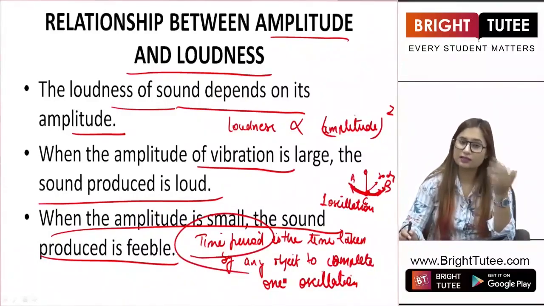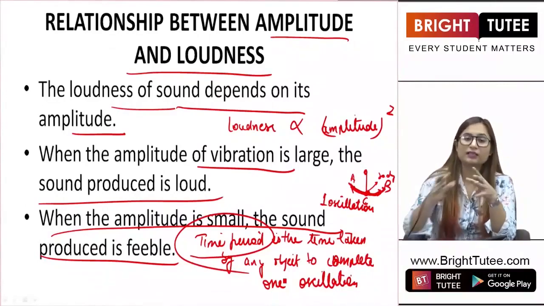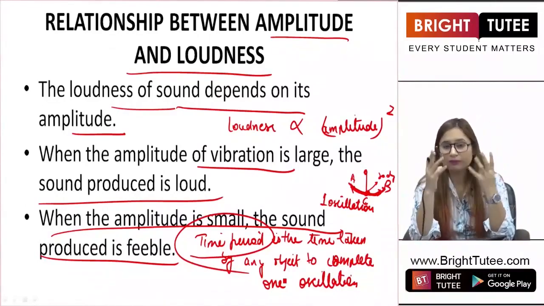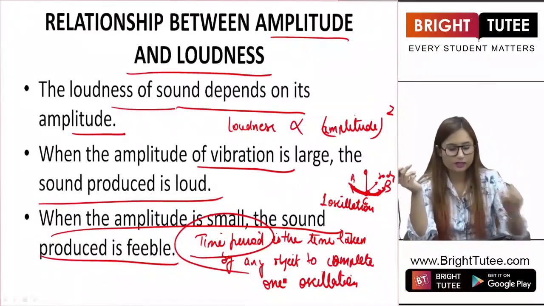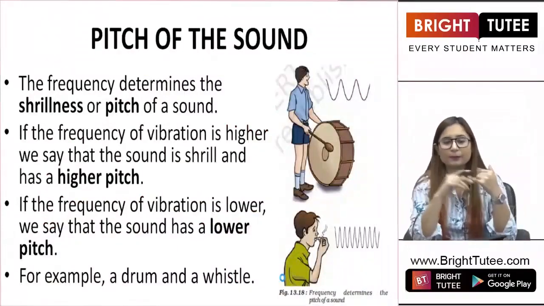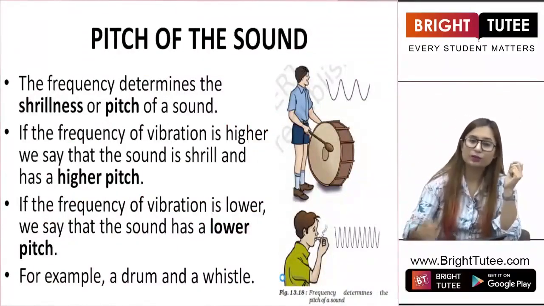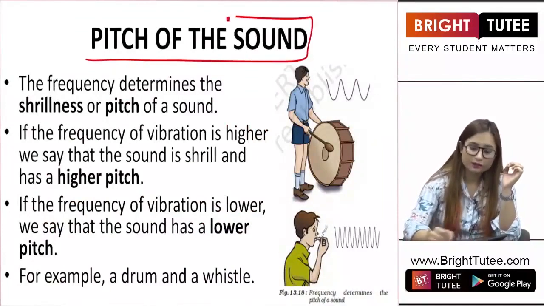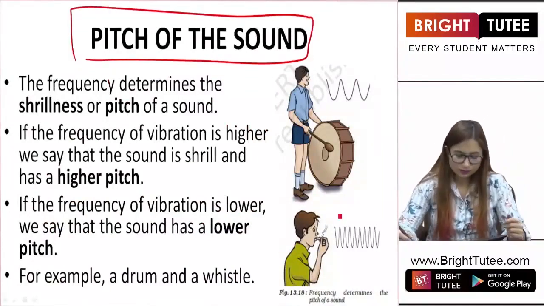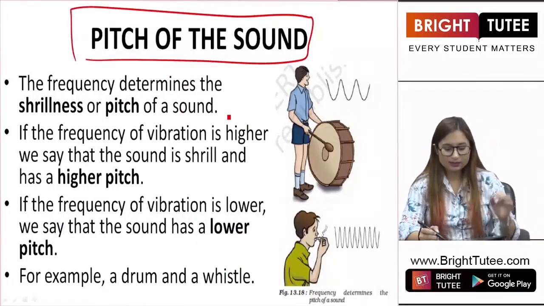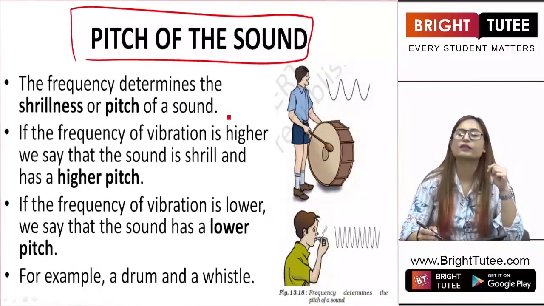Right. And frequency is just the opposite. Frequency is the number of oscillations done by a body in 1 second. Right. So, we have learnt what is time period, frequency and amplitude. Now, we are on to the next topic, which is pitch of the sound. Now, what is the pitch of the sound? The frequency determines the shrillness or the pitch of the sound.